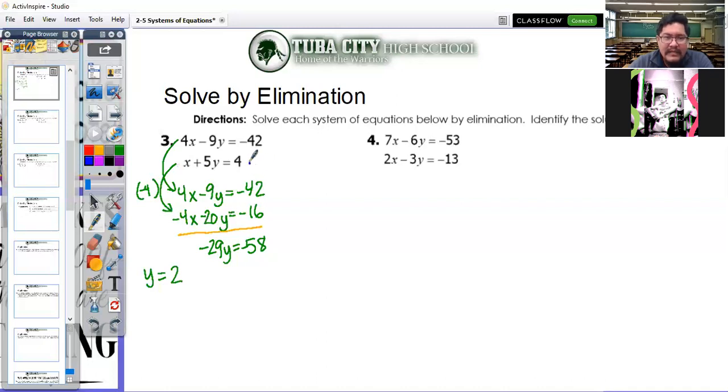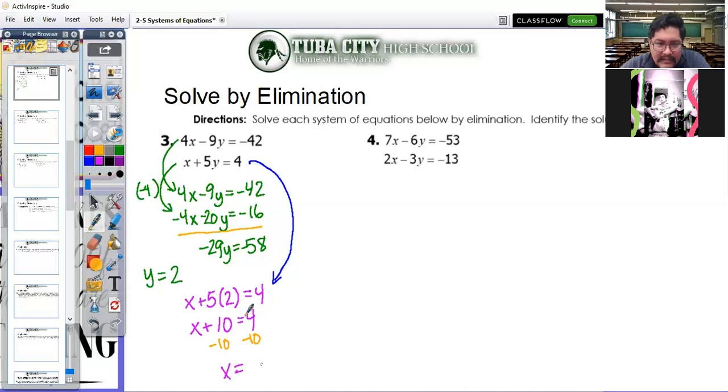Anyway, so I'm going to plug it into this bottom one here. And I know that y is equal to 2 now, so 5 times 2, equals 4. And then, let's see, 5 times 2 is 10, equals 4. And then minus 10 from both sides, so I'm going to have to subtract here, subtract there. And x equals, let's see, 4 minus 10 would be negative 6. And that should be it.